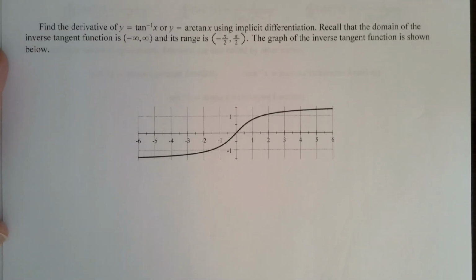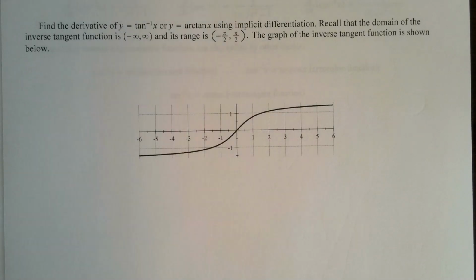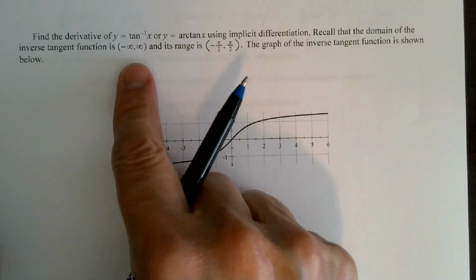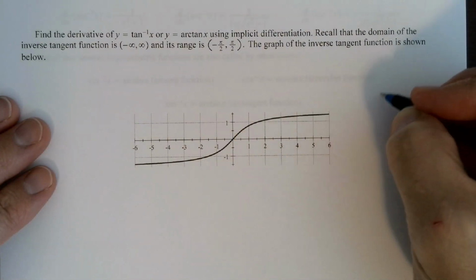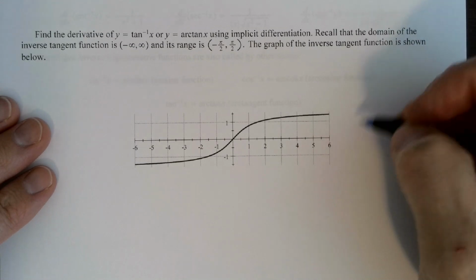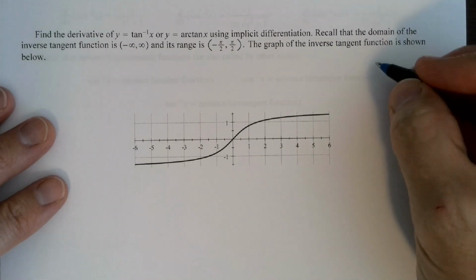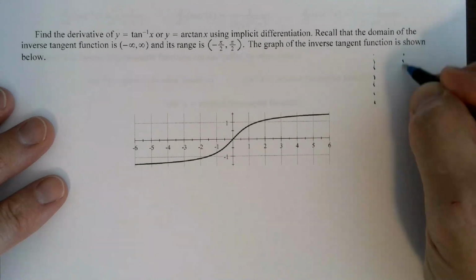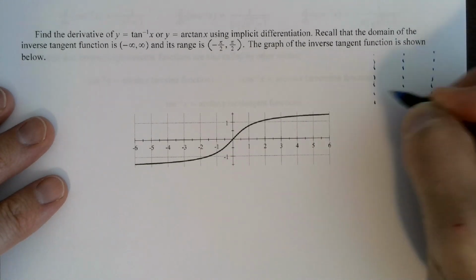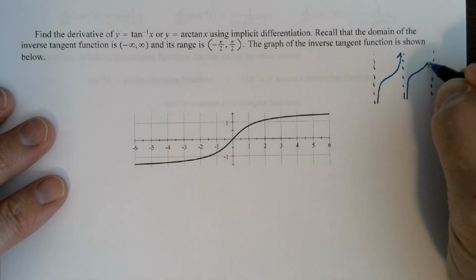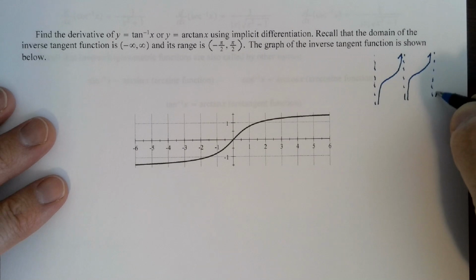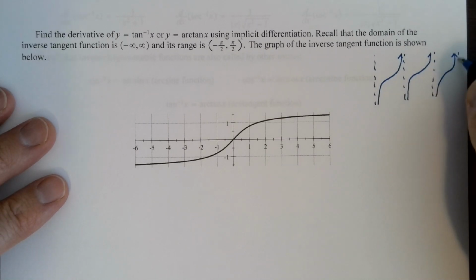Let's find the derivative of the inverse tangent or arctangent function. Now, the domain of the inverse tangent function is all real numbers. And that's because the range of the tangent function, if you remember, was all real numbers. The tangent function had vertical asymptotes at pi over 2, negative pi over 2, and so on. The graph of the tangent function looks like this, and that just repeats forever. In fact, it has a period of pi, if you remember.